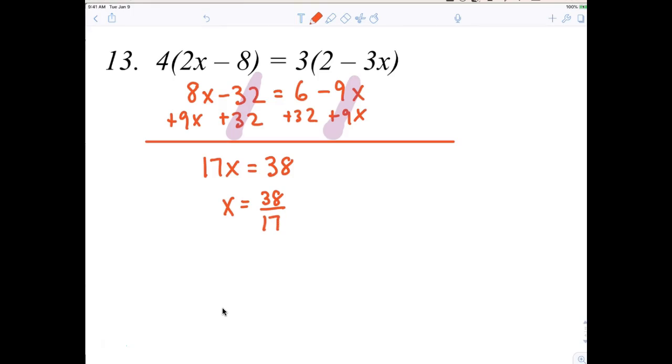You just make it a fraction. Just leave it as a fraction. It doesn't reduce. No, leave it as that improper fraction. That's correct. That wasn't that hard, right? All right, let's check out 15.